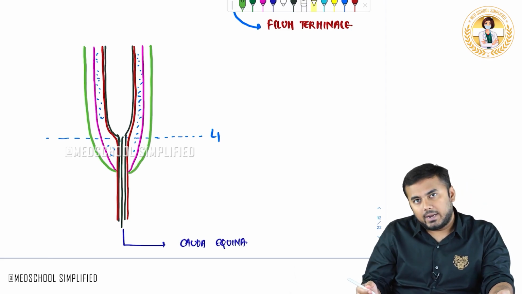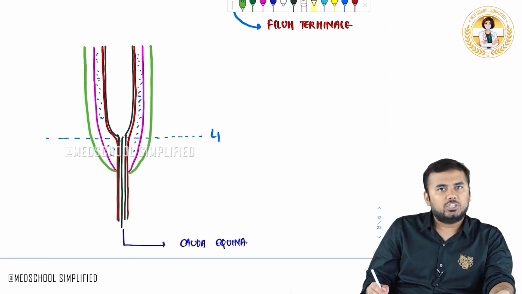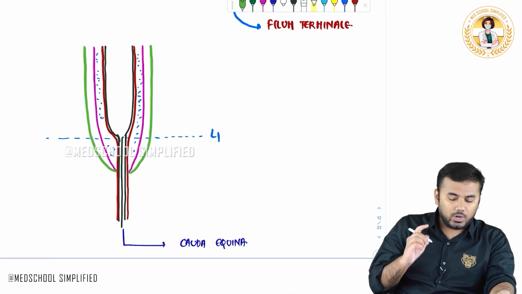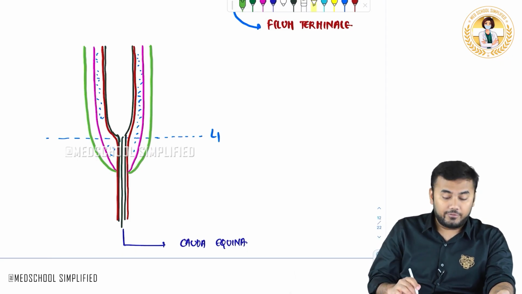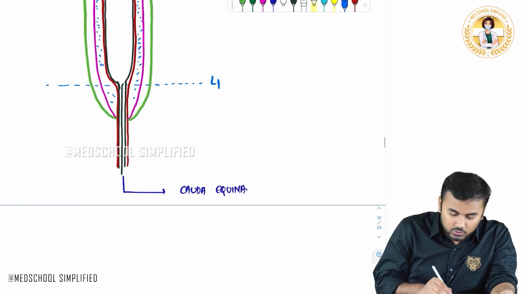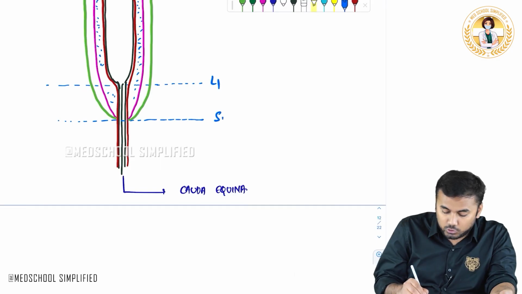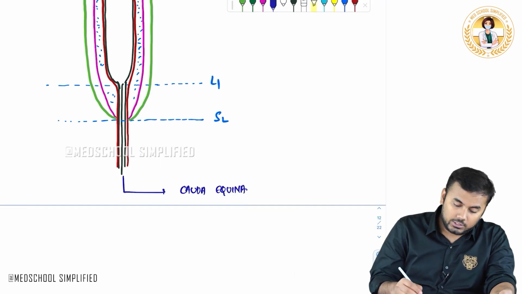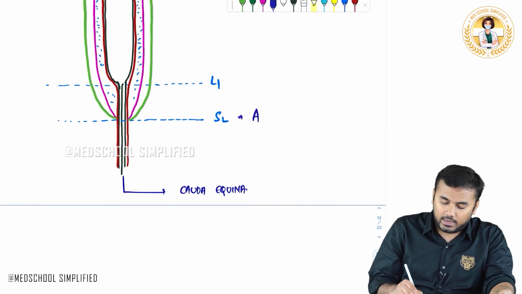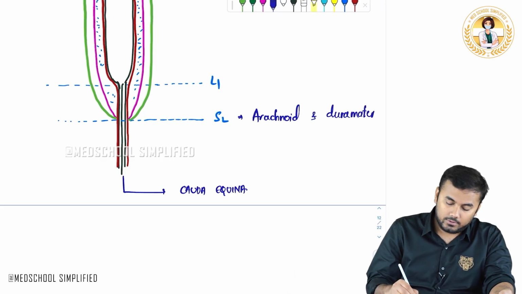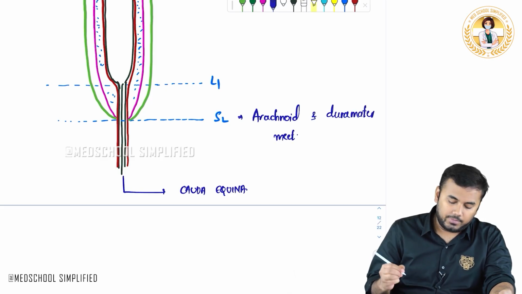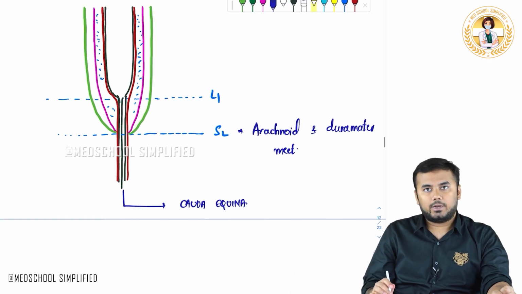Usually the dura mater and the arachnoid mater don't meet each other. So the only point where the dura mater meets the arachnoid mater is at which level, guys? This is the level at which they meet, and what is this level? This is S2. So S2 is the place where the arachnoid and dura mater meet.